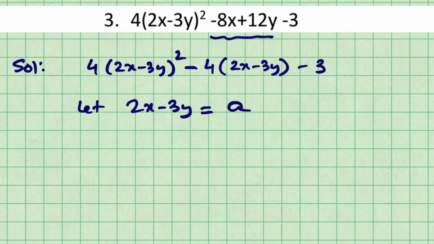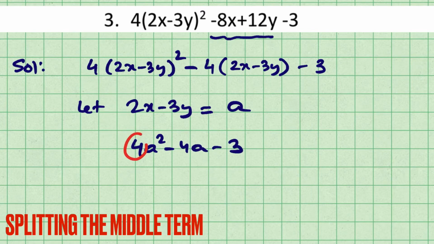Let's look at question number 3. In this question, I notice that if I take 4 common from the second and the third term, then I will generate 2x minus 3y. Now we can easily take 2x minus 3y as a, so we'll get a quadratic equation which looks like this. Now we'll use factorization method. We'll take the product of these two extreme terms, which is 12, and write the factors in such a way that the sum or difference will generate 4.